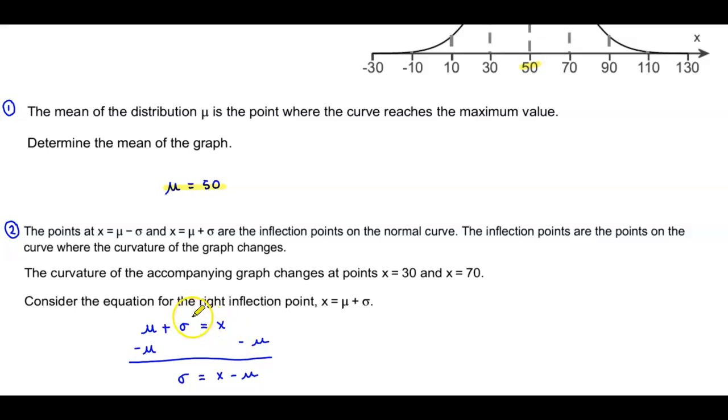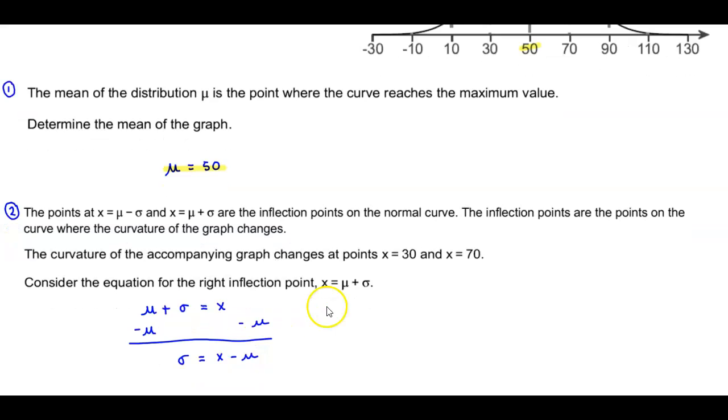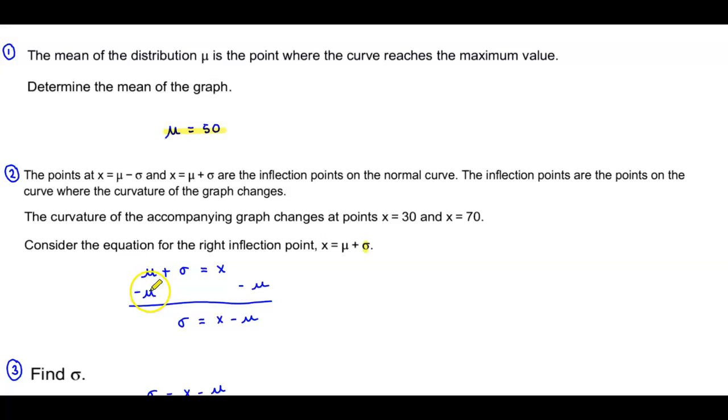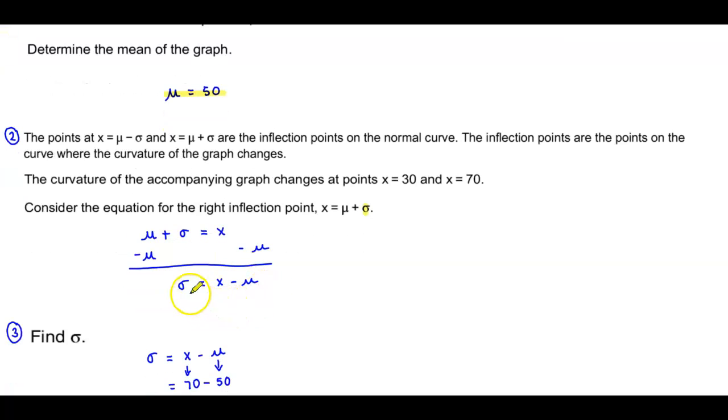So we're going to consider the equation for the right inflection point. Mu plus the standard deviation is equal to x, or x is equal to mu plus the standard deviation. We want to solve for the standard deviation. In order to do that, we subtract mu from both sides. So the standard deviation is going to equal x minus the mean.